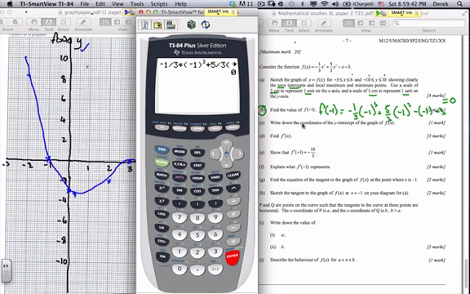So then write down the coordinate of the y-intercept of the graph of f(x). So the coordinate of the y-intercept is this one over here. It is negative 3, sorry, (0, -3): x is 0, and negative 3 for the y.